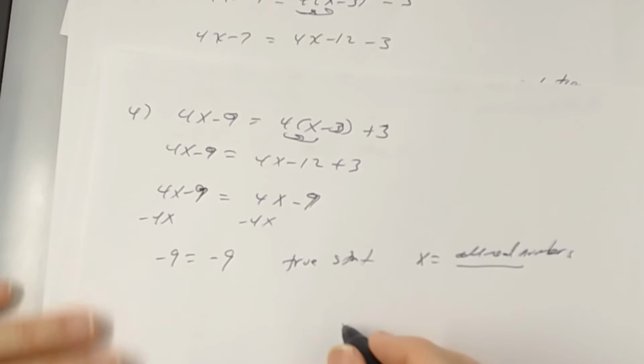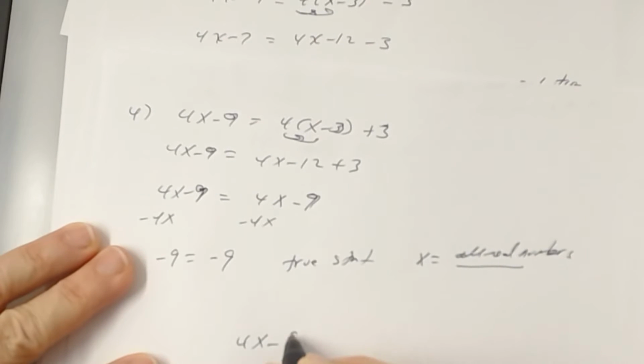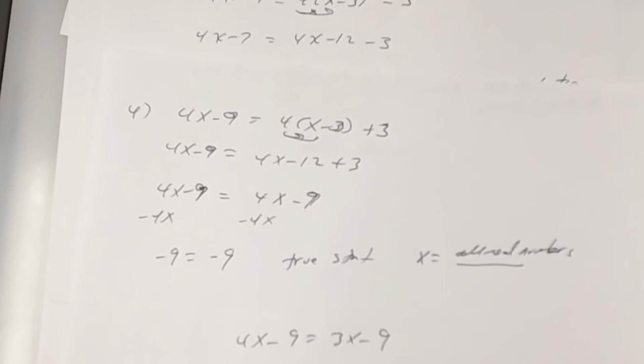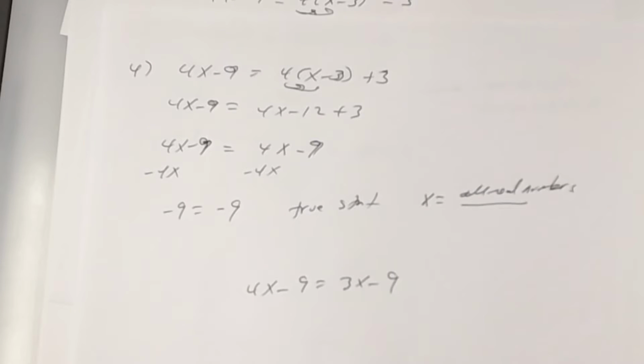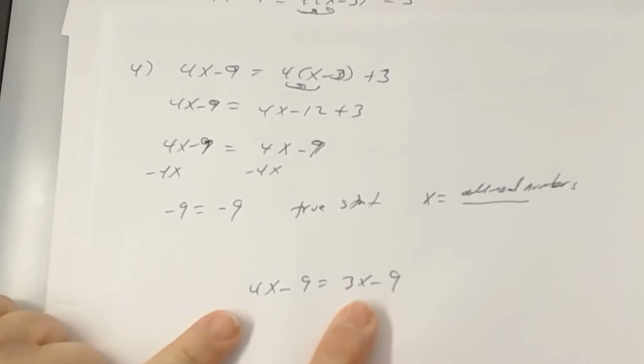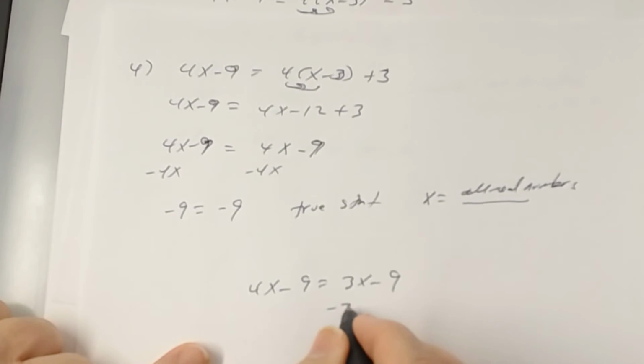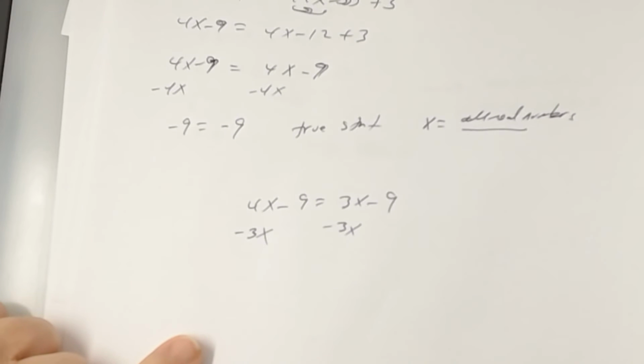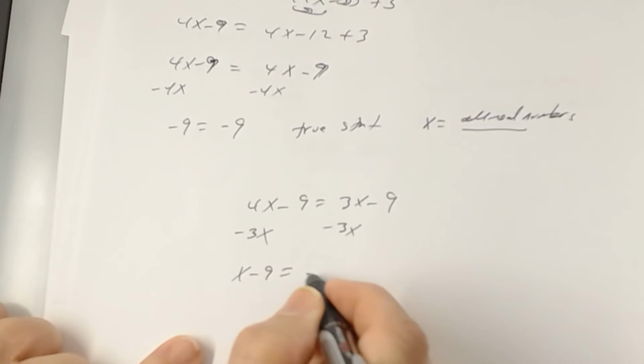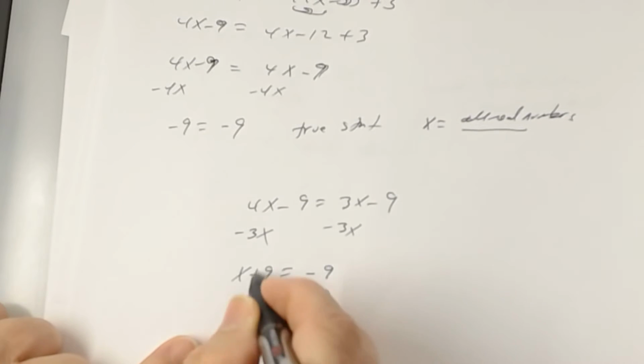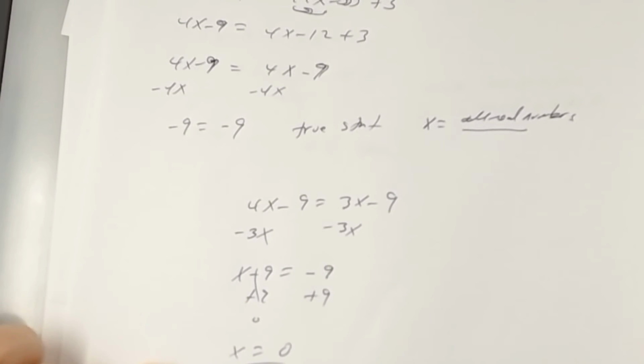So what if I had this? 4x minus 9 equals 3x minus 9. Will any real number work? No. Because I can actually get an x by itself, right? Because those two variable terms are not identical. So if I subtract 3x from both sides, I get x minus 9 equals what? Negative 9. Add 9 to both sides. What's my solution? x equals what? 0. That's my solution.